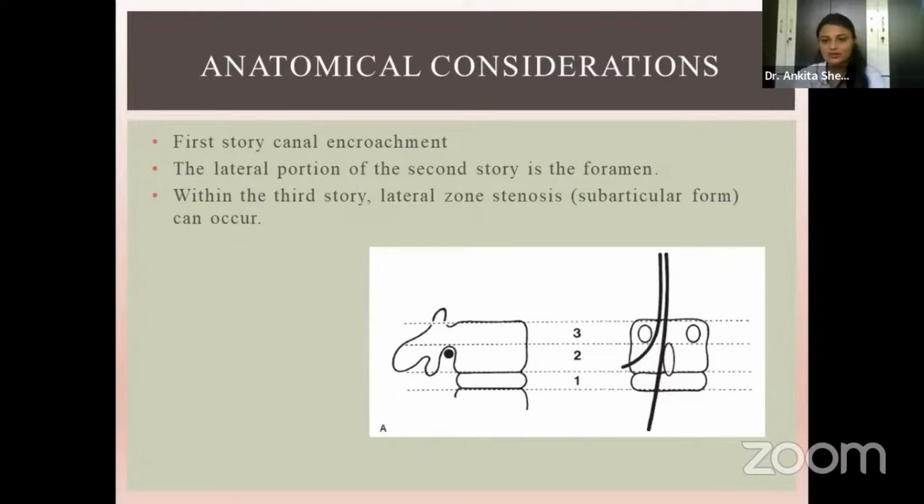In the second story, for the lateral portion, we have the foramen. Here, if there is any capsule laxity or ligament laxity, this can encroach upon the emerging nerve root. And due to this, the patient feels radicular or peripheral kind of symptoms.